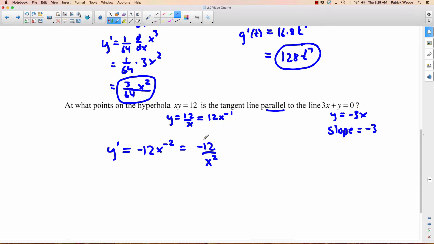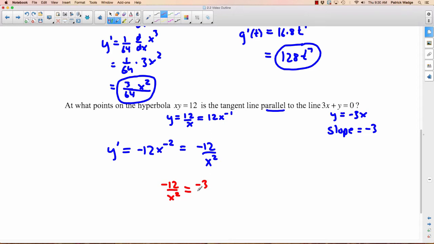Okay, so we have a function now that tells us the slope of the tangent lines for every point on this hyperbola. So if you want to know the point on the hyperbola that has an x value of 1, you'd put 1 in here, you'd have negative 12 divided by 1, you get negative 12. So when x equals 1, the slope of the tangent line to this hyperbola is negative 12. We don't want it to equal negative 12. We want it to equal negative 3. So what you're interested in is, when is this function right here equal to negative 3? So let's solve that.